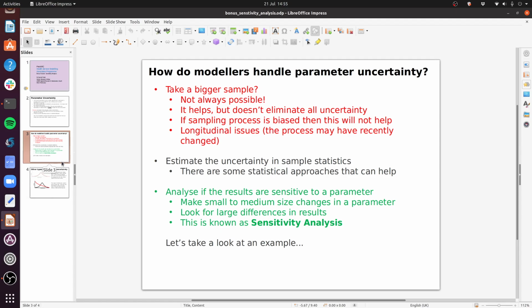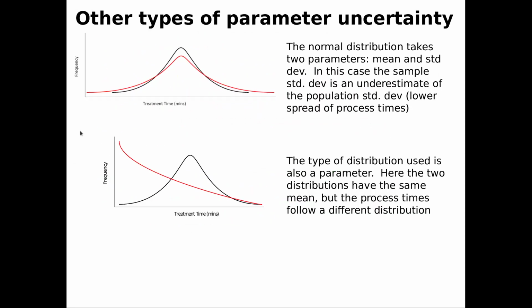There are also other ways in which we might have uncertainty, other types of parameter uncertainty. It may not just be the value itself that we're using. In the case of the normal distribution, for example, it takes two parameters, the mean and standard deviation. We've already seen that the mean might be an overestimate or an underestimate. It might be that the standard deviation is also an overestimate or underestimate, i.e. there could be a higher or lower spread of process times than we've accounted for.